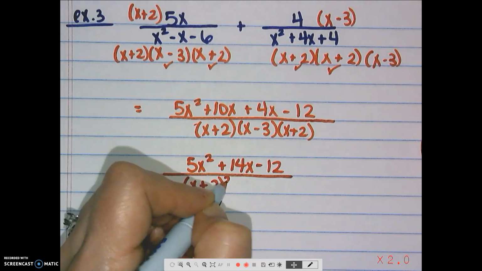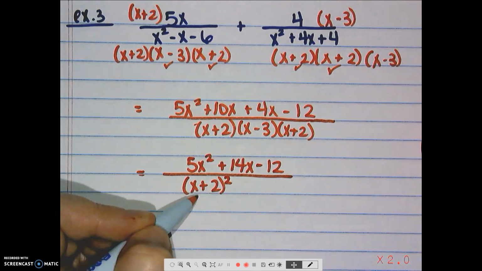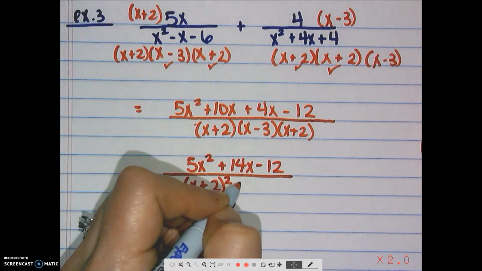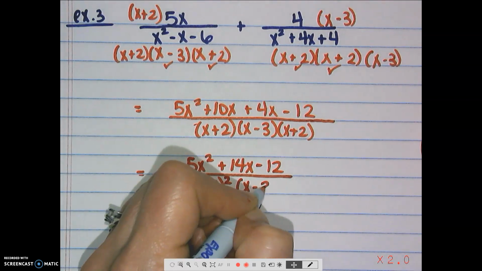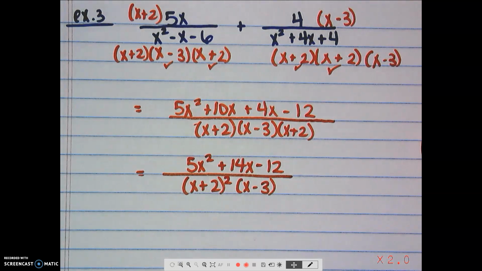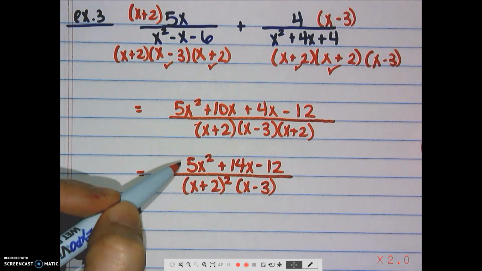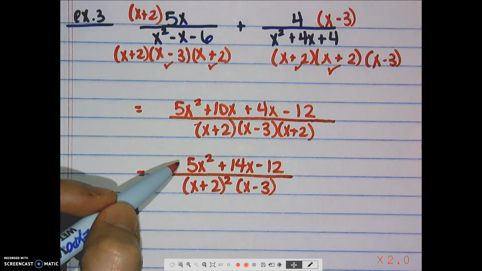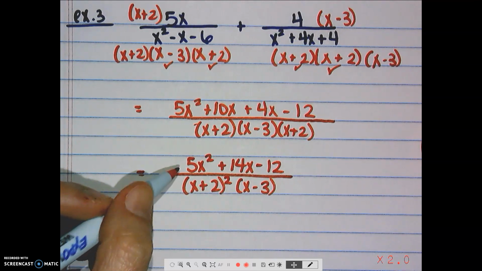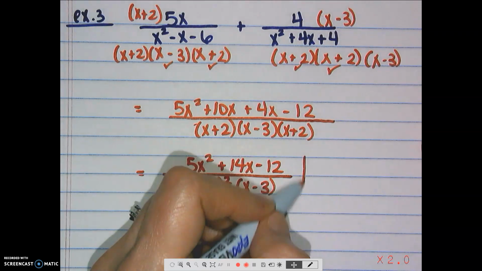And then for our common denominator here, since it's x plus 2 twice, you can clean it up and write it as x plus 2 squared. You can also leave it as x plus 2 times x plus 2 and be perfectly fine. So the denominator stays the same. Here we're looking to see if the numerator will factor, but there's nothing that we can do to make that factor. So here is our answer.